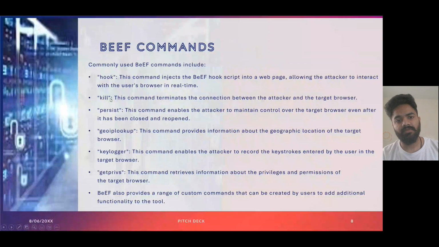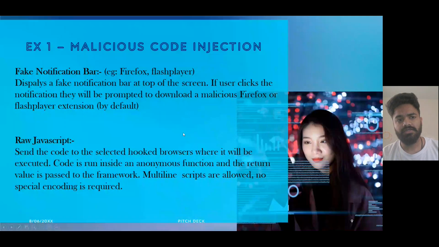For example, this is the command kill. This command terminates the connection between the attacker and the target browser. Whenever you attack one system and you want to terminate the connection between them, you can just use the kill command, so that the connection between you and the user, or the attacker and the user, will be terminated and you no longer can access their data, whatever kind of attacks you can perform. So that is one of the commands, kill. And these are the examples we have in real-time scenarios.